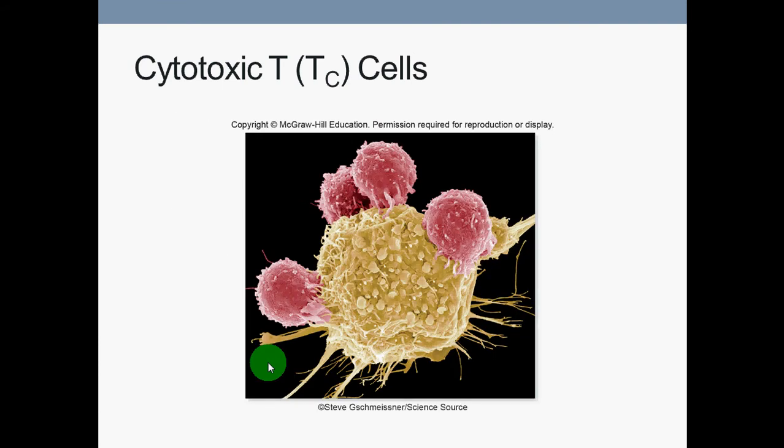Okay, and then this is what it would look like here. These are cytotoxic T cells attaching to the outside of their target cell, and they're starting to release those two different chemicals to kill it.